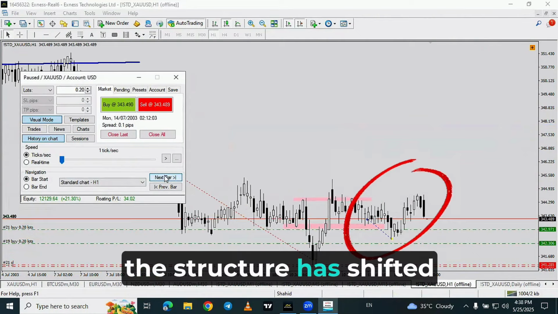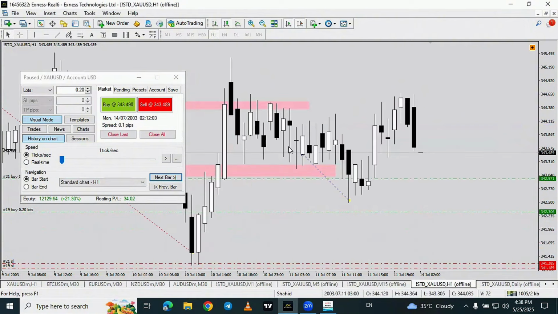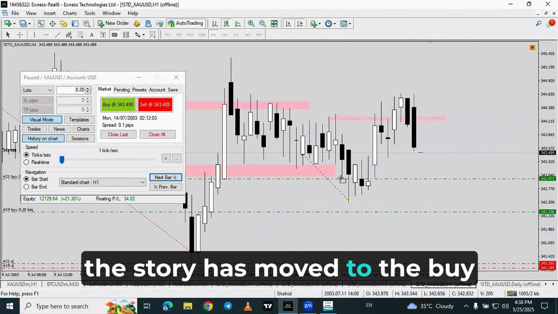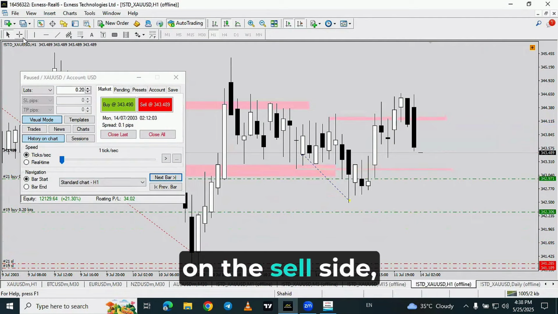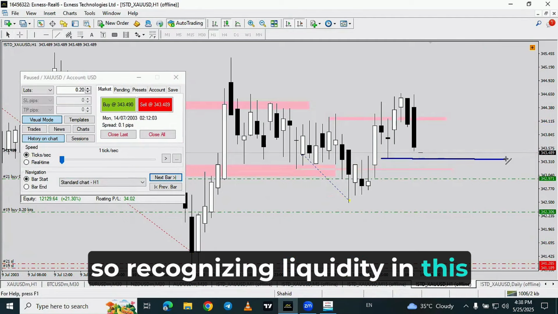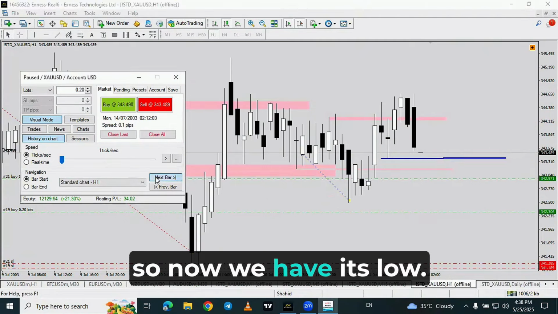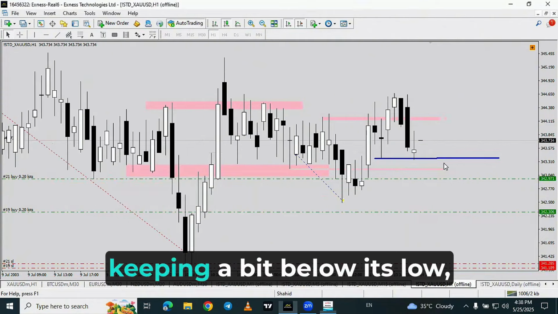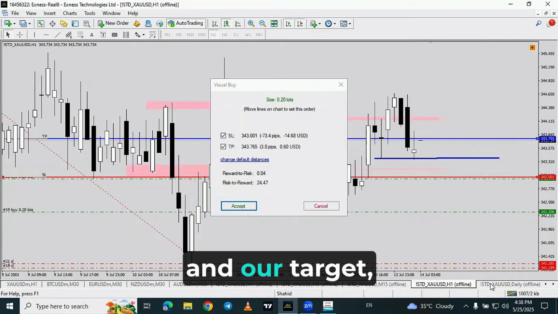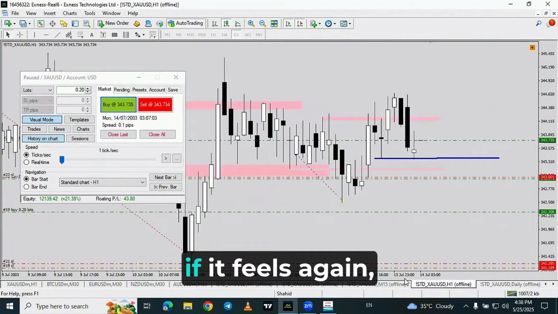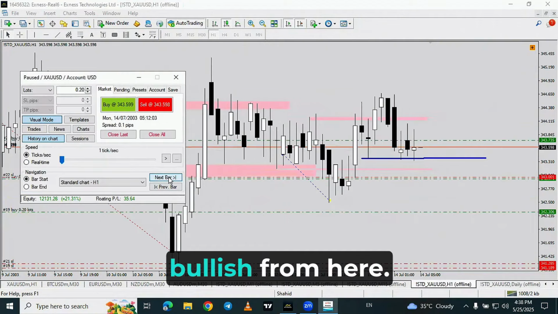See, the structure has shifted again here. If you understand the structure, the story has moved to the buy side and is hunting on the sell side. So recognizing liquidity in this is what we made our setup here, which wasn't here before. So now we have its low. See, it picked the low, keeping a bit below its low, and our first target, let's do it this time. Let's do it for the next trade. If it feels again, we'll easily make it bullish from here.